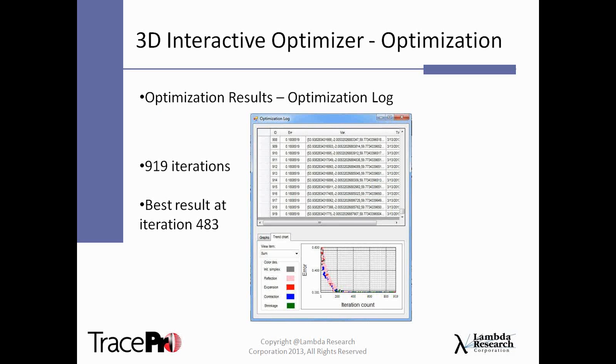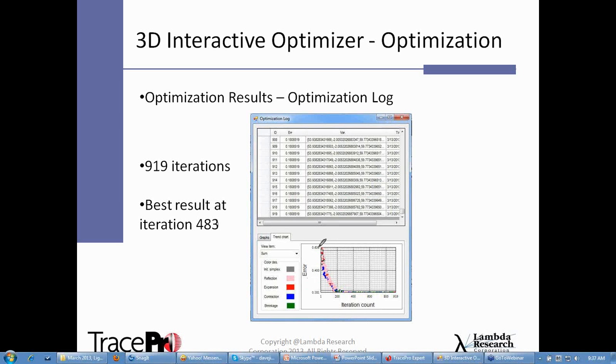Now the way the optimizer works is it takes that model, our starting model, sends it to TracePro, runs the ray trace. TracePro does the analysis, in this case looks at flux values, sends that back to the optimizer. The optimizer compares that to the goal or our target, changes the model, sends the updated model back to TracePro, and repeats that whole process. The results here for this light guide optimization, it did that 919 times. It found the best result at iteration 483.